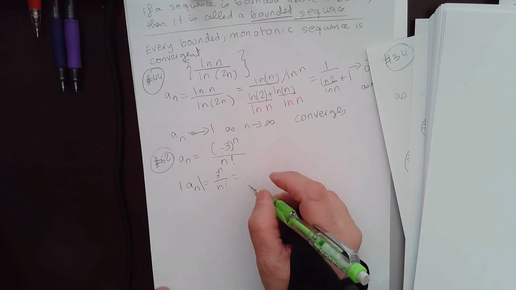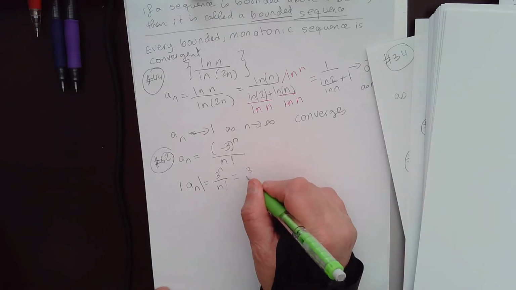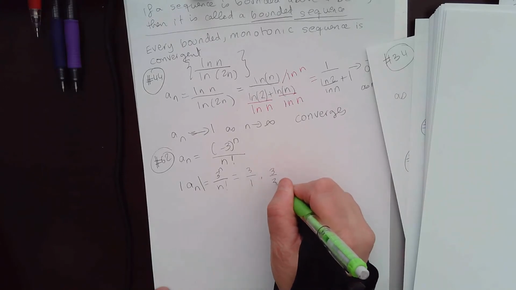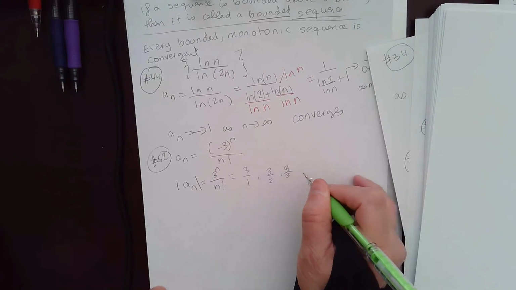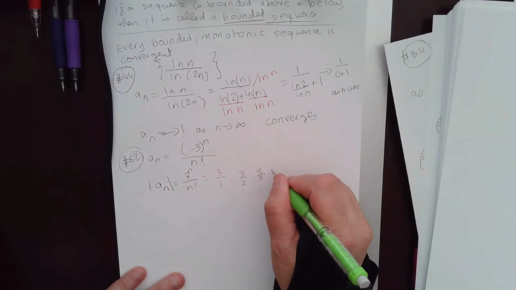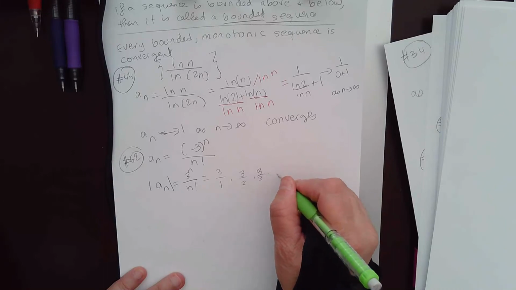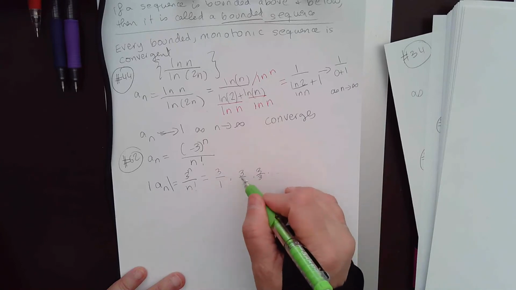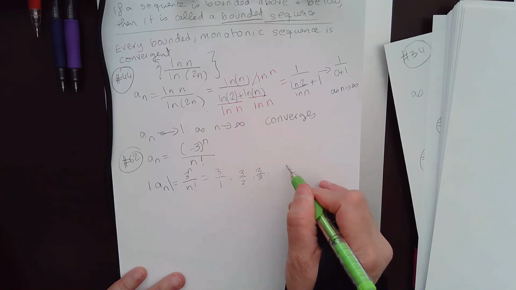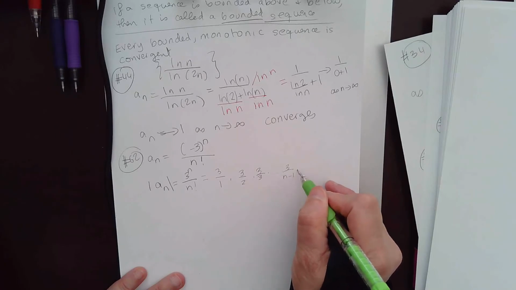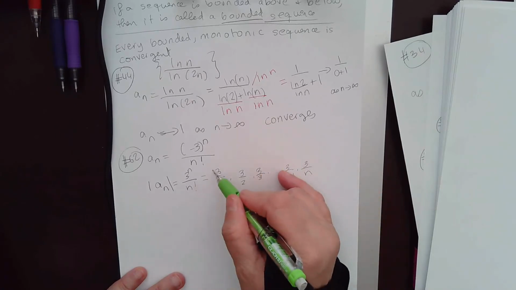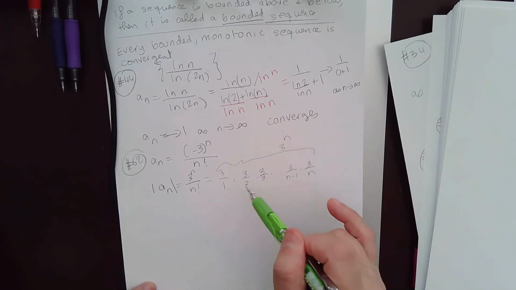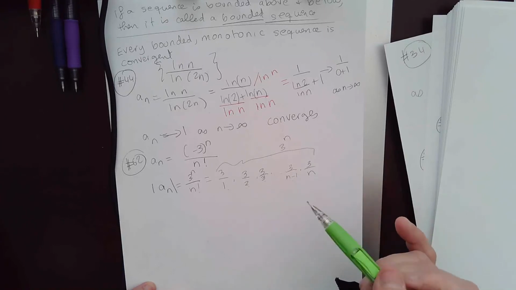So that's 3 over 1 times 3 over 2 times 3 over 3 times 3 over 4 times 3. So we are multiplying 3 n times, right? So all the way to what? 3 over n minus 1 times 3 over n. So now I multiply 3, you have 3 to the n here. So this is 1 times 2 times 3 times n minus 1 times n.